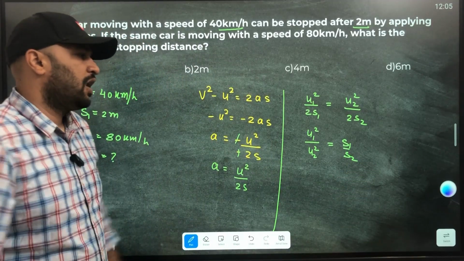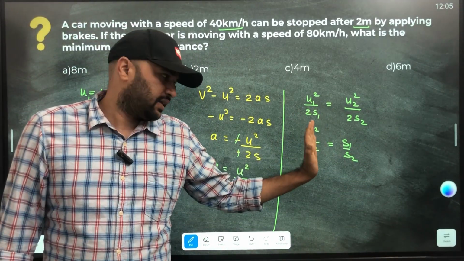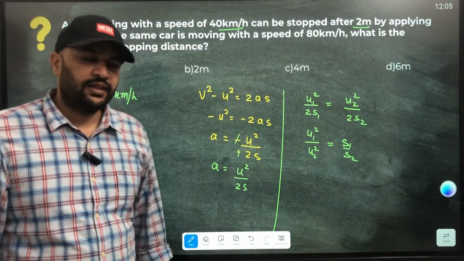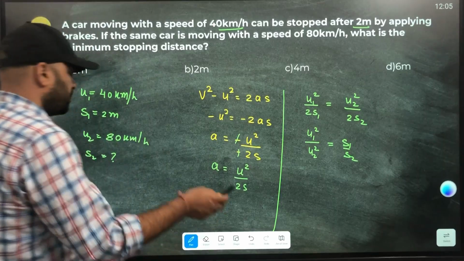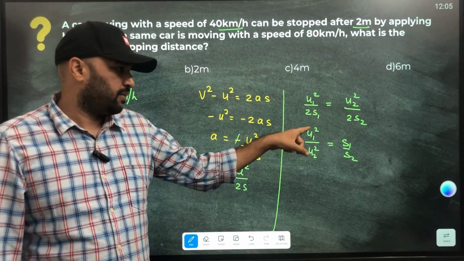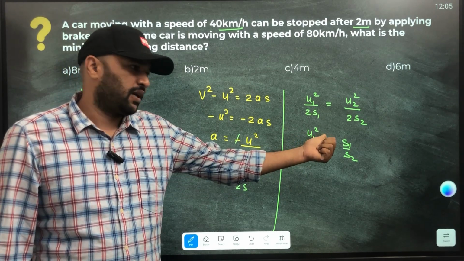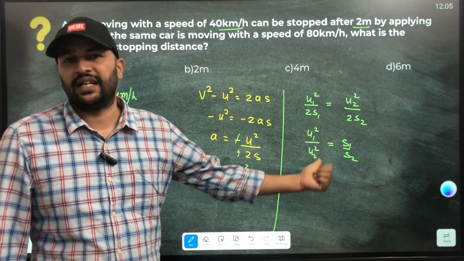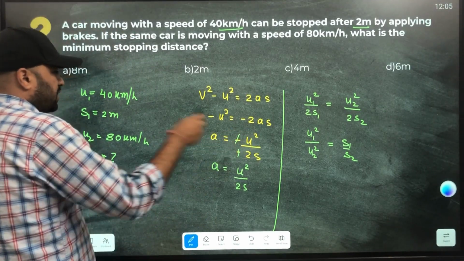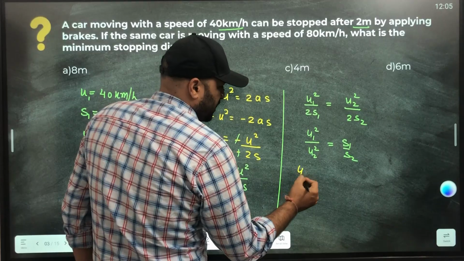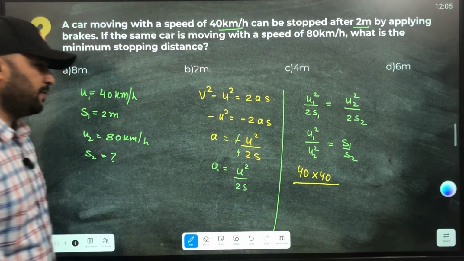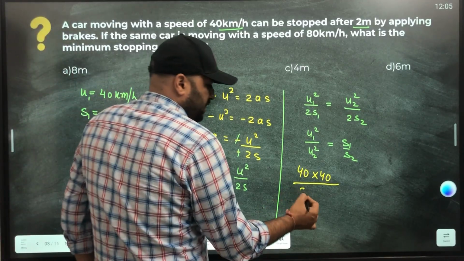Now most of the time teachers say that you have to remember this relation, but this is the core concept behind it. Let's come back to our problem. Substitute what is given. Do we have to convert kilometer per hour into meter per second? Not required here, because it's a ratio. Even if you multiply 5 by 18 here and 5 by 18 there, both will cancel out, so there is no need to make it more complicated. So u1 is straight away 40, so 40 into 40. u2 is 80 kilometer per hour, so 80 into 80.